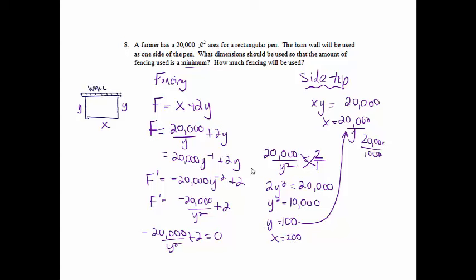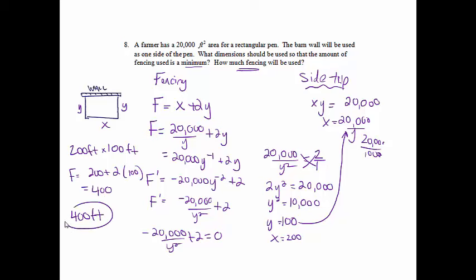Okay, have I answered the question? First of all, what dimension should be used so that the amount of fencing used is a minimum? Well, I know my dimensions are going to be 200 feet by 100 feet, so those are my dimensions. And then it also says how much fencing should be used. So fencing should equal x, which was 200, plus 2 times 100, which will be 400. So then we're going to have 400 feet of fencing on that one.